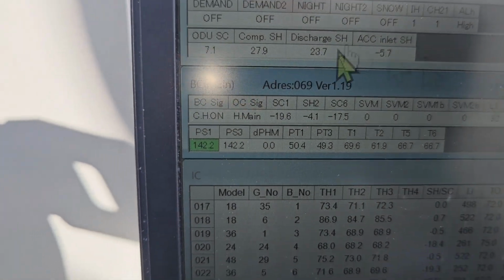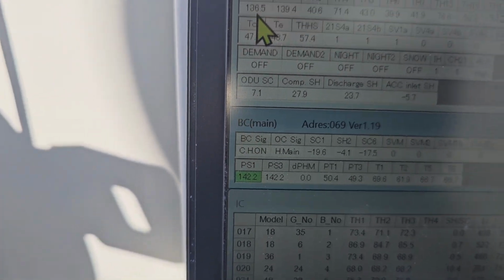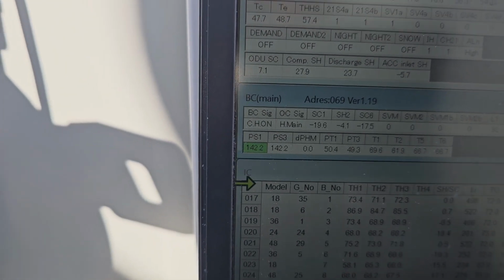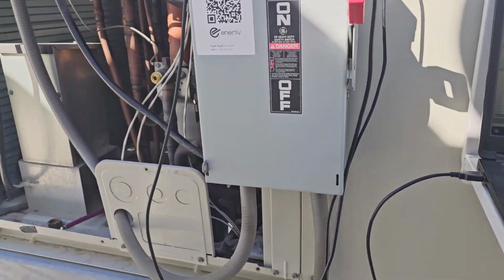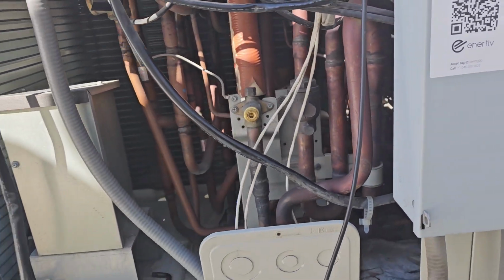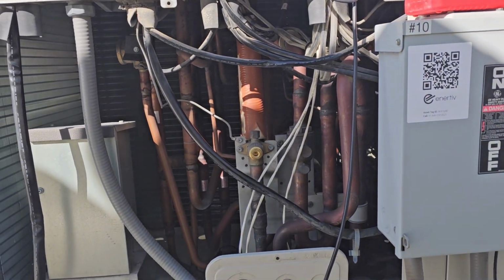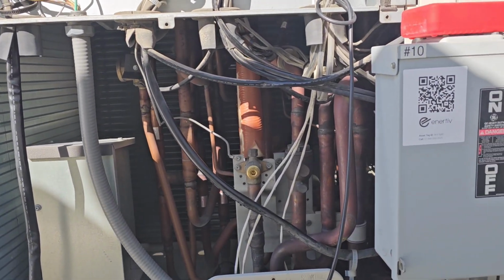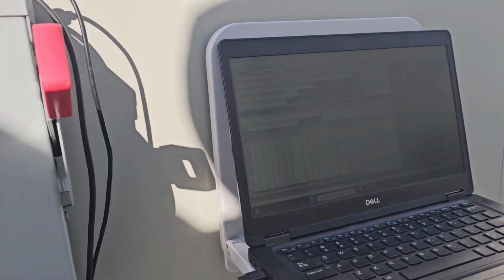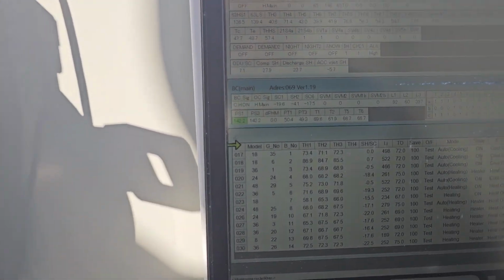Ideally, your high side pressure should be exactly the same as PS1. It's not going to be the case because of pressure drop. I'm on the roof of a 6-story building, and this is for the 2nd floor, so you're going to have quite a lot of pressure drop from here to there, but not 400 PSI.